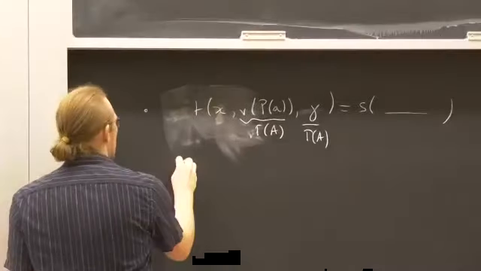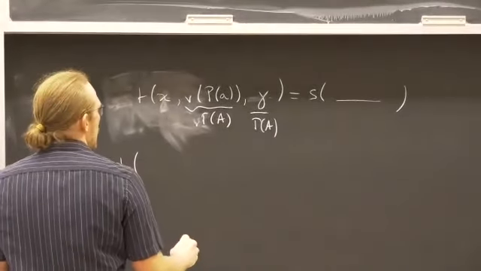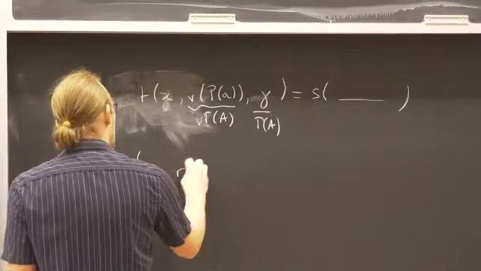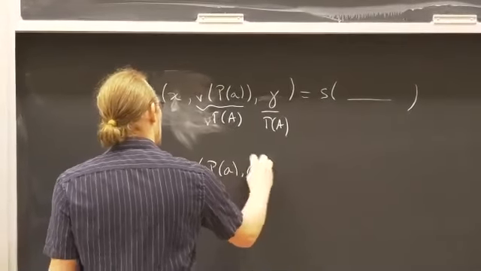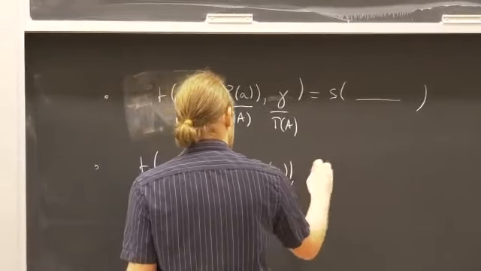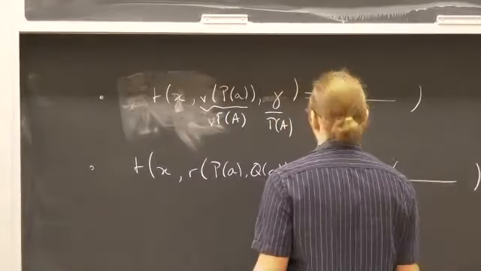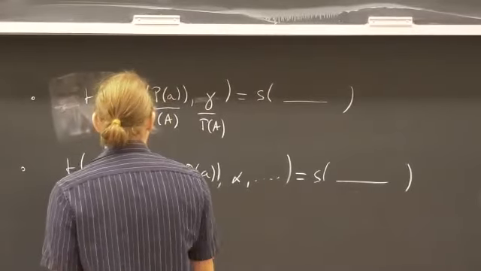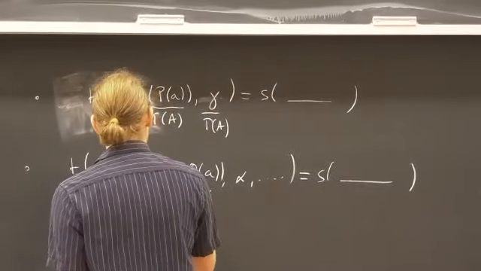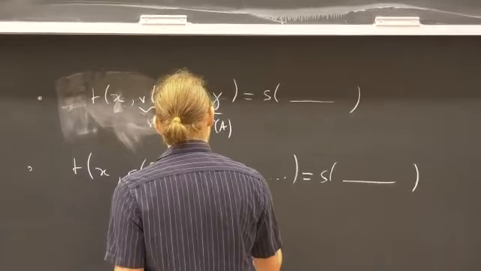And similarly, on the other side, you could have X and R of P A, Q A, and then some alpha, and then more stuff equals S of exactly the same things. And this, once again, is in K of A.